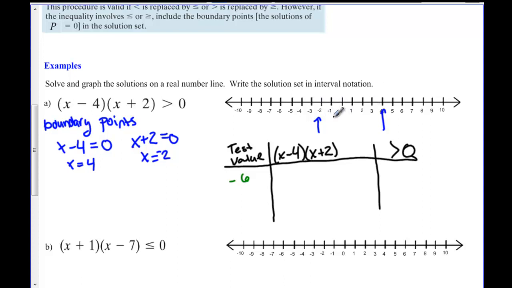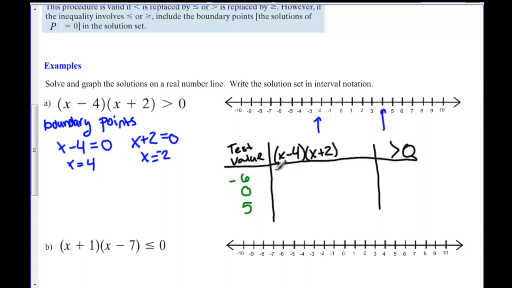I need something between negative 2 and 4. I actually have a preference. What do you think my preference is? 0. Yeah, anytime you've got 0 as an option for a test boundary, pick it. It's normally going to be pretty easy. And then we need something greater than 4. 5 sounds great.